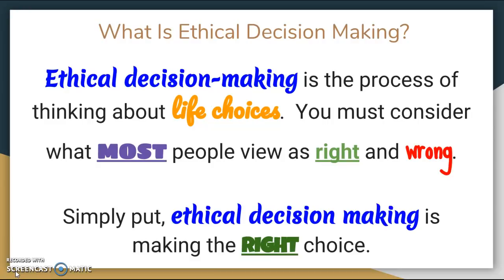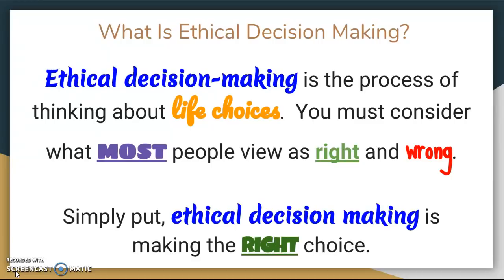So what is ethical decision making? Ethical decision making is the process of thinking about life's choices. You must consider what most people view as right and wrong. So, simply put, ethical decision making is making the right choice.